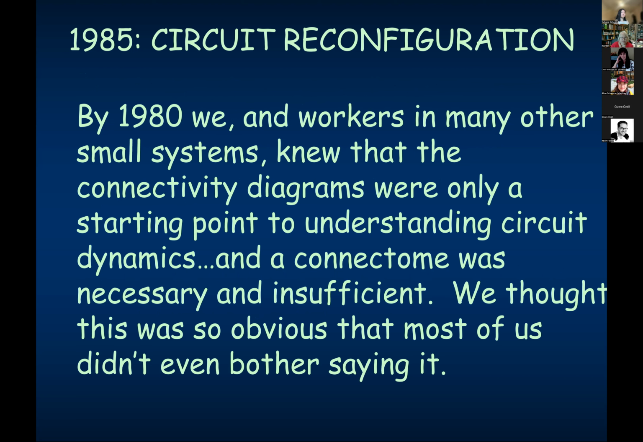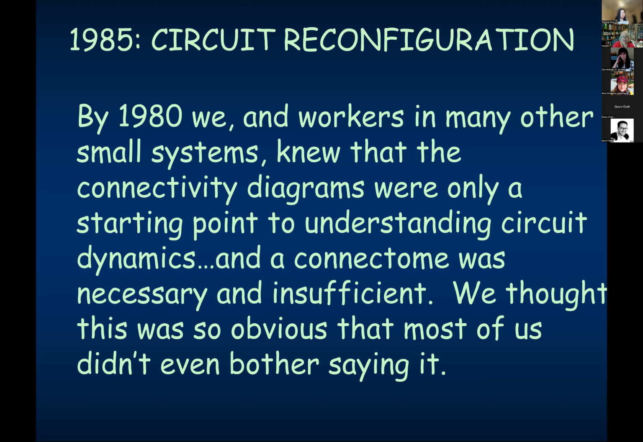Okay. Now, by 1980, we and workers in many other small systems, crickets and leech, etc., knew that connectivity diagrams were only a starting point to understanding circuit dynamics, and a connectome was necessary but insufficient. Now, we knew this in 1980. Al Selverston wrote a paper about this in 1980.